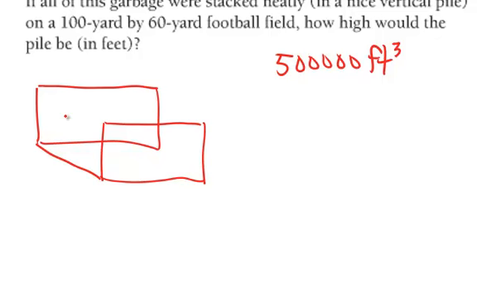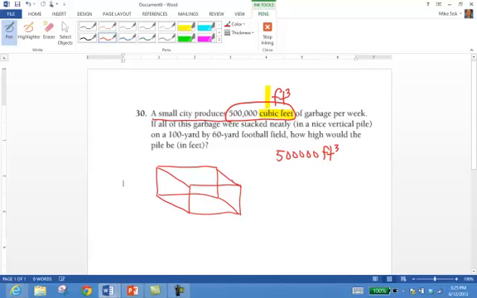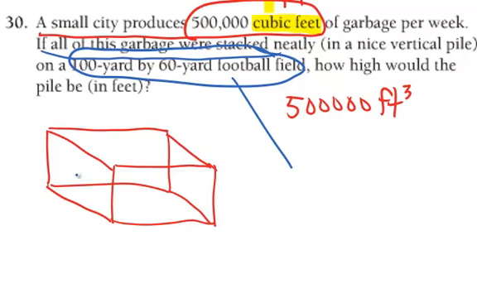Now, this is an exaggerated situation. I'm going to make just a 3-dimensional box. So we know the garbage is 500,000 cubic feet. That's stacked up high. If all the garbage were stacked on a 100 by 60 yard football field, how high would the pile be? Well, guess what? If we've got a football field, let's say the football field is this part right here, the bottom of this box.